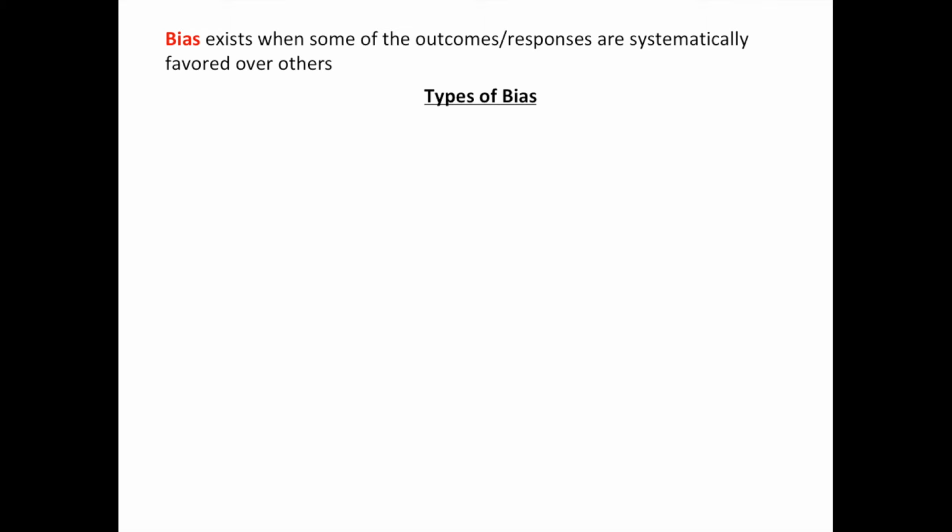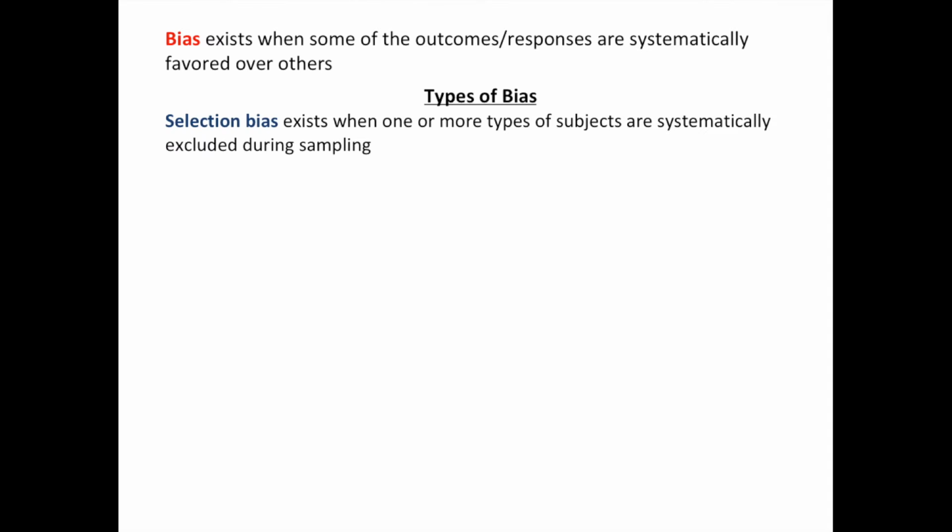So when we think about different types of bias, the first is selection bias, which exists when one or more types of subjects are systematically excluded during sampling. If we think about haphazard sampling, where you set up a stand for surveying and you let people come up to take a survey, anyone who is not in the direct vicinity of that stand is being systematically excluded from your survey, so this is a form of selection bias.